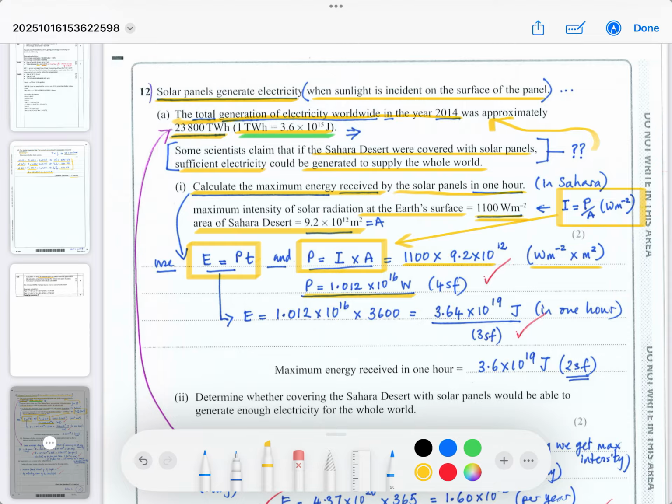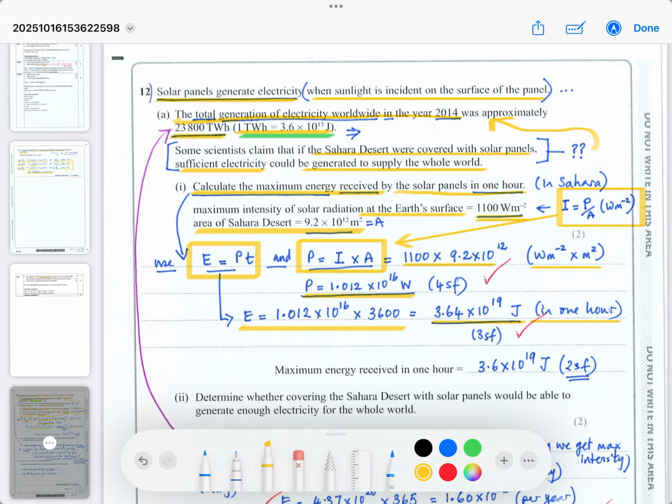You can already see that this many watts is quite a lot, 10 to the 16. Watts is joules per second. You want to get it for a whole hour, sorry. Multiply by 60 by 60. So in 1 hour, you multiply that value by another 3,600 to get it in 1 hour. You're going to get this much energy.